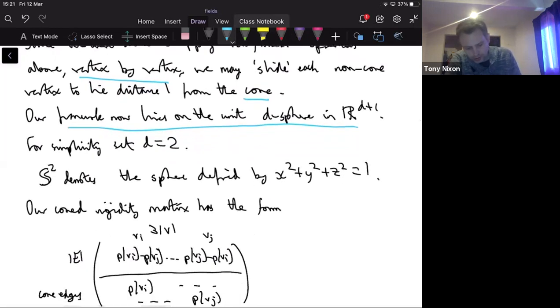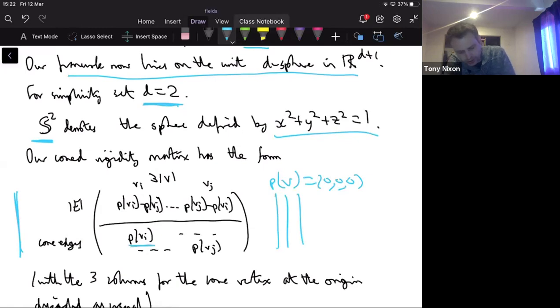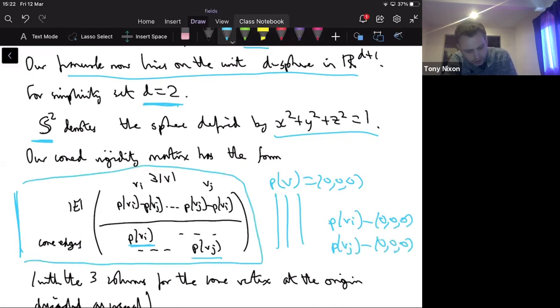Okay, so again, I want to just think about the two-dimensional case. So use S2 to denote the sphere, this unit radius sphere centered at the origin in free space. So it really is just the solutions to this simple quadratic equation. So what we had in the cone case, we had this rigidity matrix. So we deleted whatever the cone vertex was, say it was V, we deleted the columns for that, and we'd set P of V equals 0, 0, 0. So this PVI was really PVI minus 0, 0, 0, and so was this PVJ. It was PVJ minus 0, 0, 0. And so this was the schematic of the rigidity matrix we were just working with.